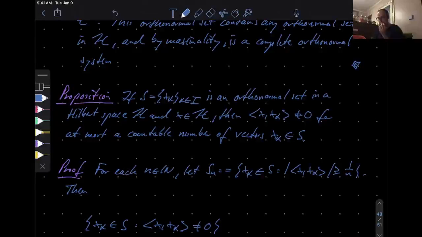This is what I would like to count, and I would like to show that whatever is written up there is countable, right? But how can I write this?